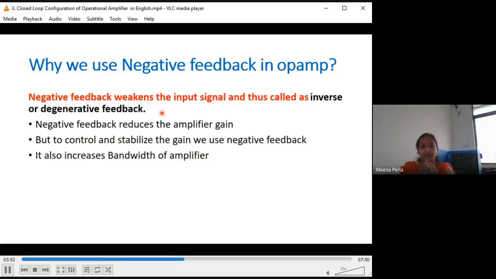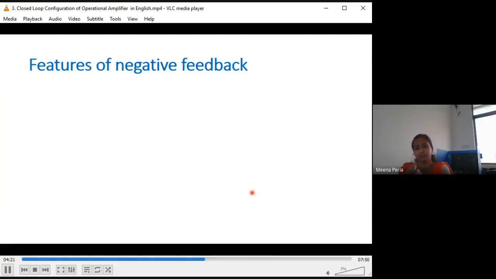But in the operational amplifier, we need to control and stabilize the gain, as well as increase the bandwidth of the amplifier. So when we provide this negative feedback in the operational amplifier, even though it reduces the amplifier gain, it controls and stabilizes the gain. And it also increases the bandwidth of the amplifier. This is the reason why negative feedback is used in the operational amplifier.